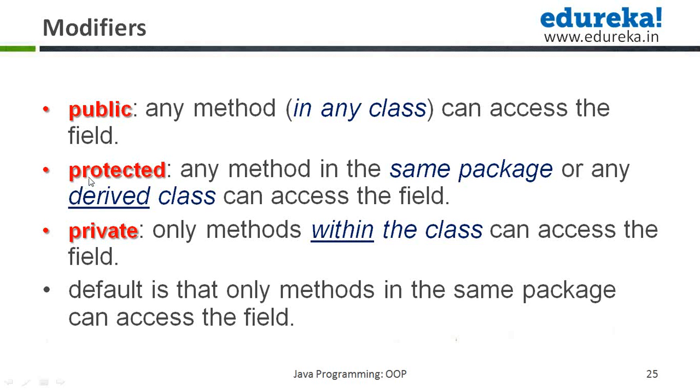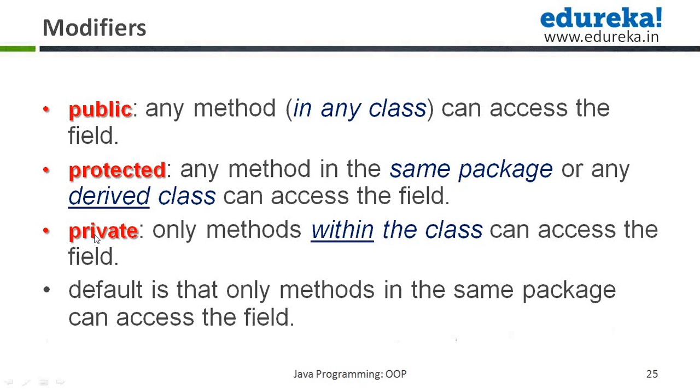Then we come to the second one, that is protected. In protected, any method in the same package or any derived class can access the field. What is derived class? The subclass of a particular class. Let's say there is a parent class, there is a child class. That child class will be termed as derived class. So if you are mentioning an element in your application as protected, then that particular element can be used by the classes that are present in the same package, or it could be used by a derived class.